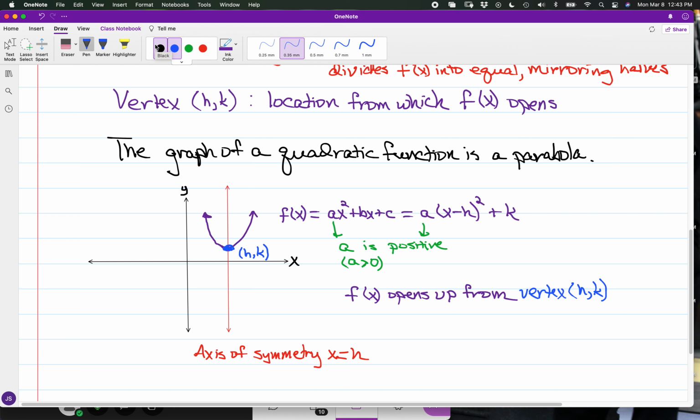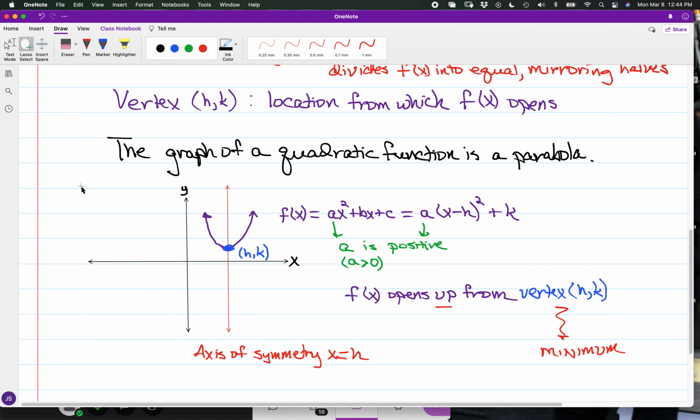Now, the other week, we looked into items like relative minimum and relative maximum. The relative maximum was where you had an increase followed by a decrease, whereas the relative minimum was a location where a decrease was immediately followed by an increase. In the case of the vertex itself, because it's opening up from the vertex, this vertex is going to be the minimum, because that is the bottommost point of the graph of this particular quadratic function.